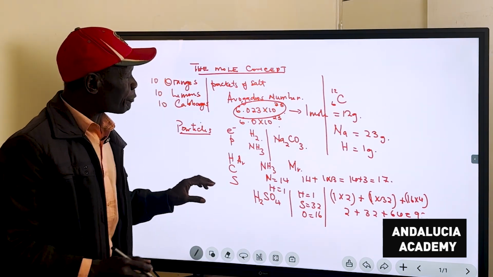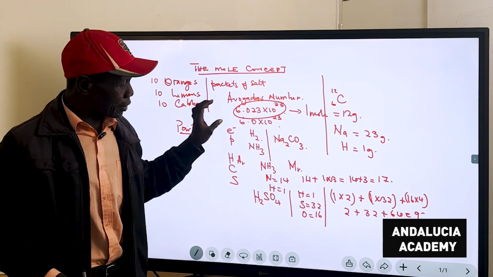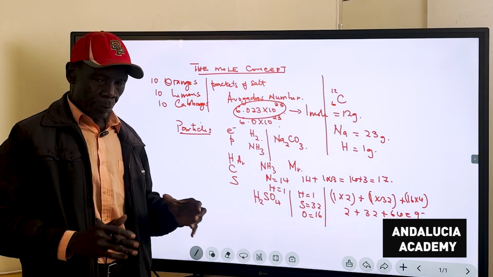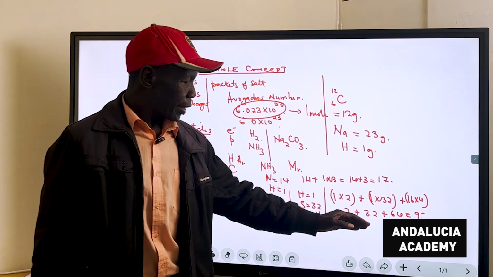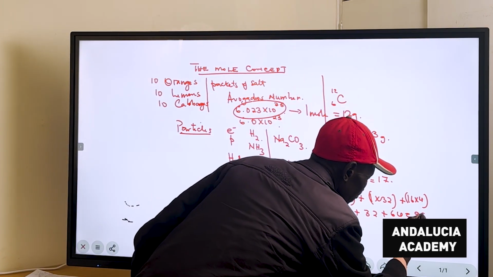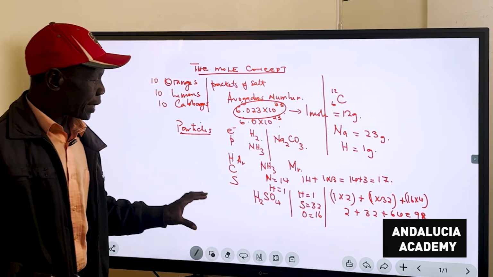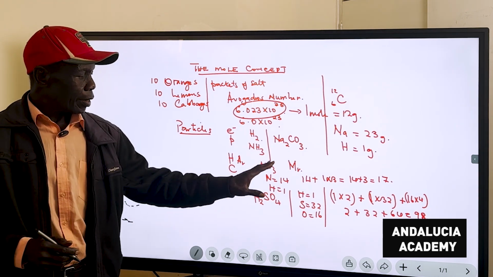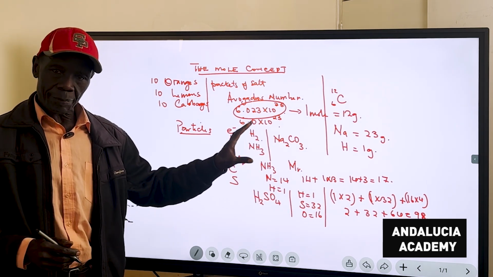So if I take this number of units of sulfuric acid and I put it on that scale, it will weigh 98 grams. So that is our relative molecular mass.